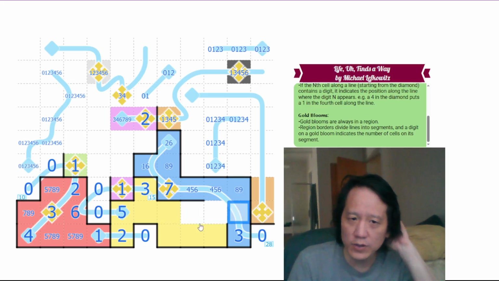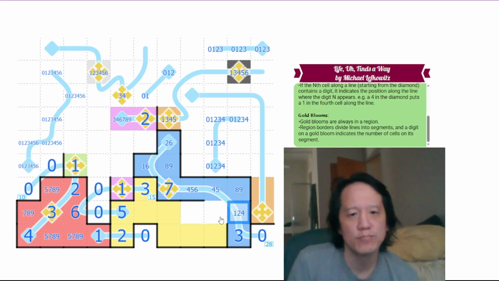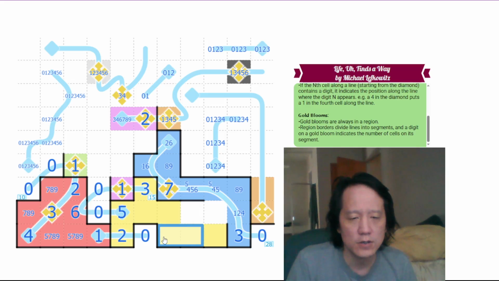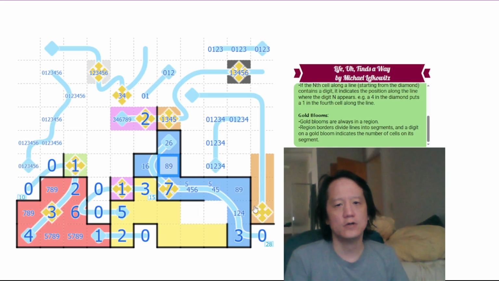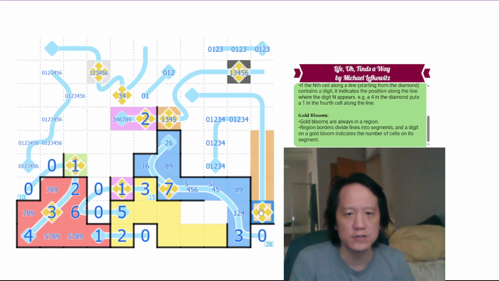6 can be in 1, 2, cannot be 3, could be 4, cannot be 5 or 6. So 6 cannot be here. 5 is in one of these two cells. So 5 is either in 4 or 5, so this cannot be 5 here. This is missing 2 cells here. One of these 2 cells is missing. This orange continues out here. So this is at least 3. It has to be more than 3, so this is 4 at least.